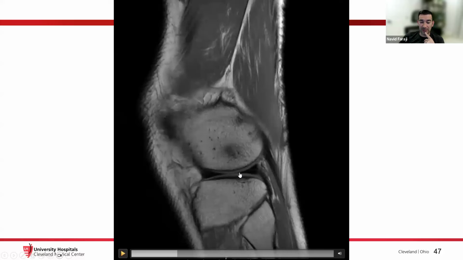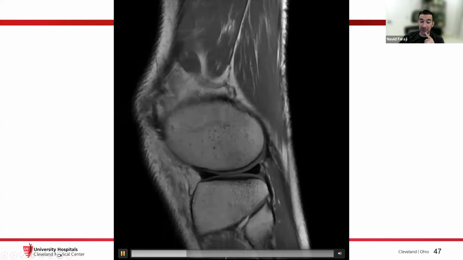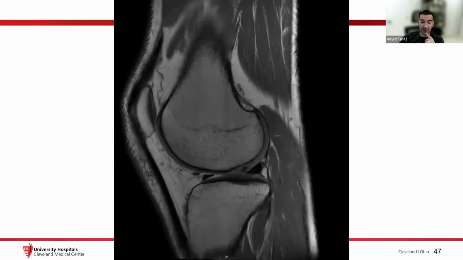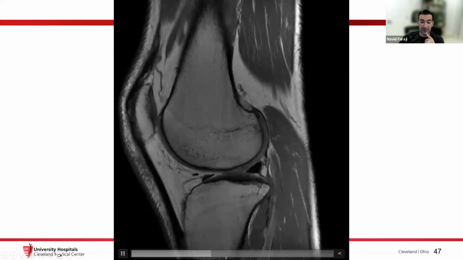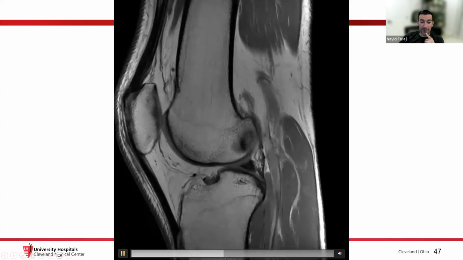Again, menisci should be really dark. They should be biconcave. If we're looking at the anterior horn and posterior horn, we shouldn't see any fluid signal intensity disrupting those menisci. And so that looks good so far.